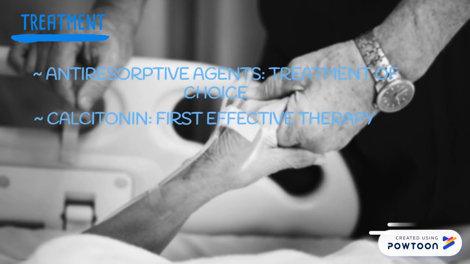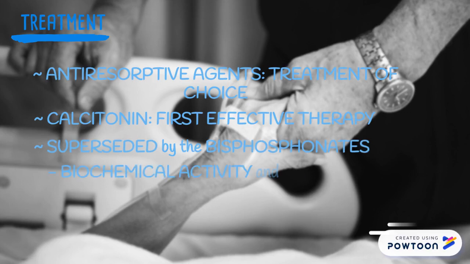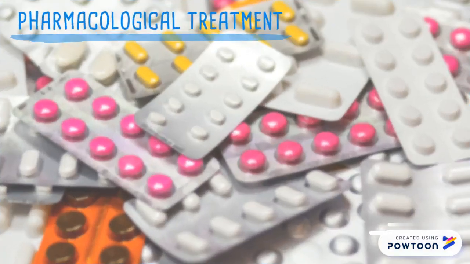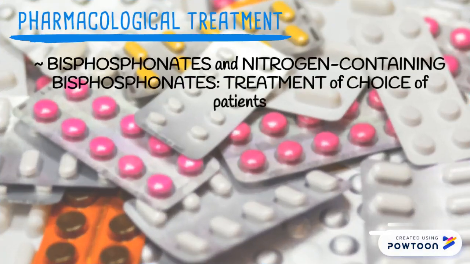Calcitonin is the first effective therapy of Paget's disease of bone, rapidly superseded by the bisphosphonates because the effects of calcitonin on biochemical activity and the relief of symptoms are incomplete and short-lived. Bisphosphonates, and particularly nitrogen-containing bisphosphonates, actually represent the treatment of choice for patients with Paget's disease of bone.